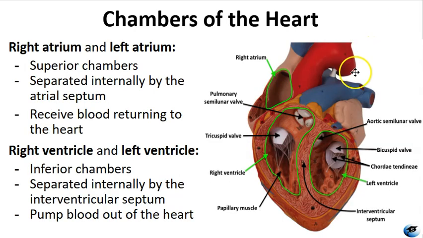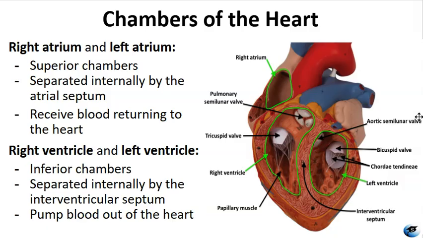The right atrium and left atrium are the superior chambers, which means that they sit at the top of the heart, and these chambers are responsible for receiving blood that is returning to the heart. The right atrium receives deoxygenated blood from the body via the vena cava, and the left atrium receives oxygenated blood from the lungs through the pulmonary veins. And these are separated from each other by the atrial septum. This is a thin wall that keeps oxygen-rich and oxygen-poor blood separated so they won't mix with each other.